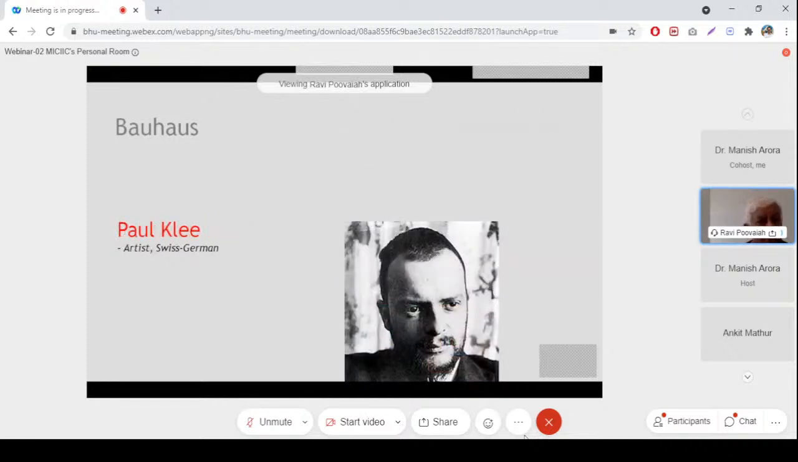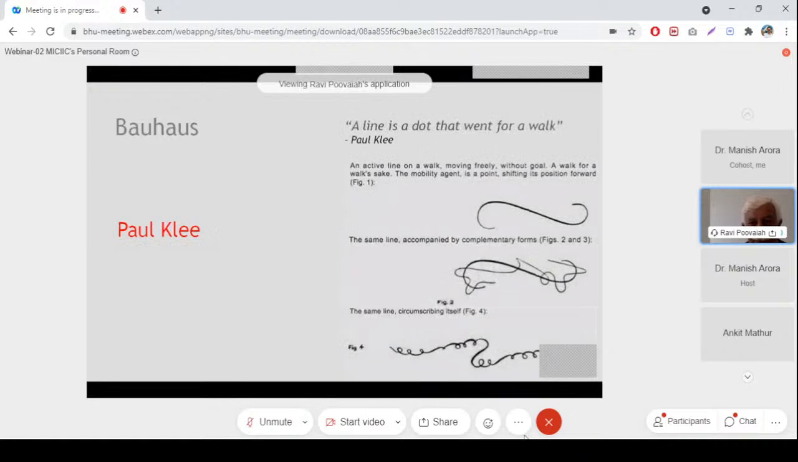Let's go to Paul Klee, a Swiss German artist. He was also a teacher there. Again, look at his statement: "One eye sees, the other feels." Feeling and emotion are very, very important for learning of design. And his statement for the elements of design: a line is a dot that went for a walk.